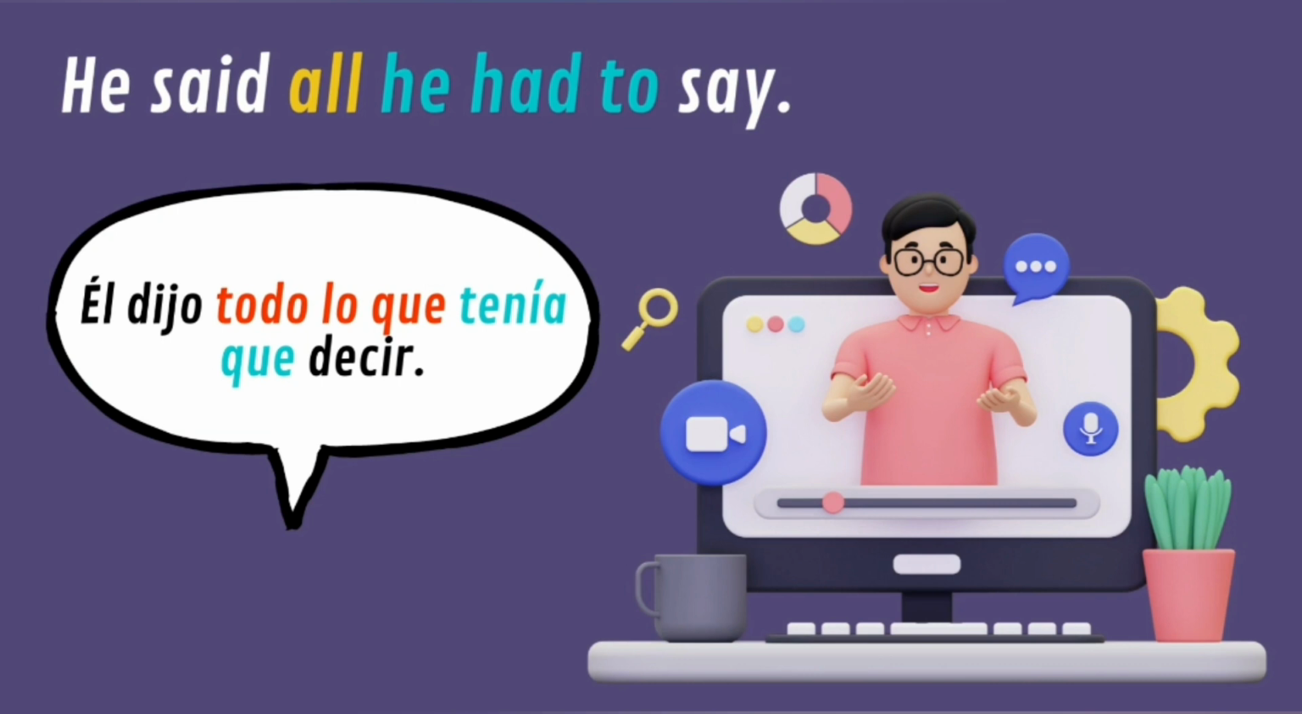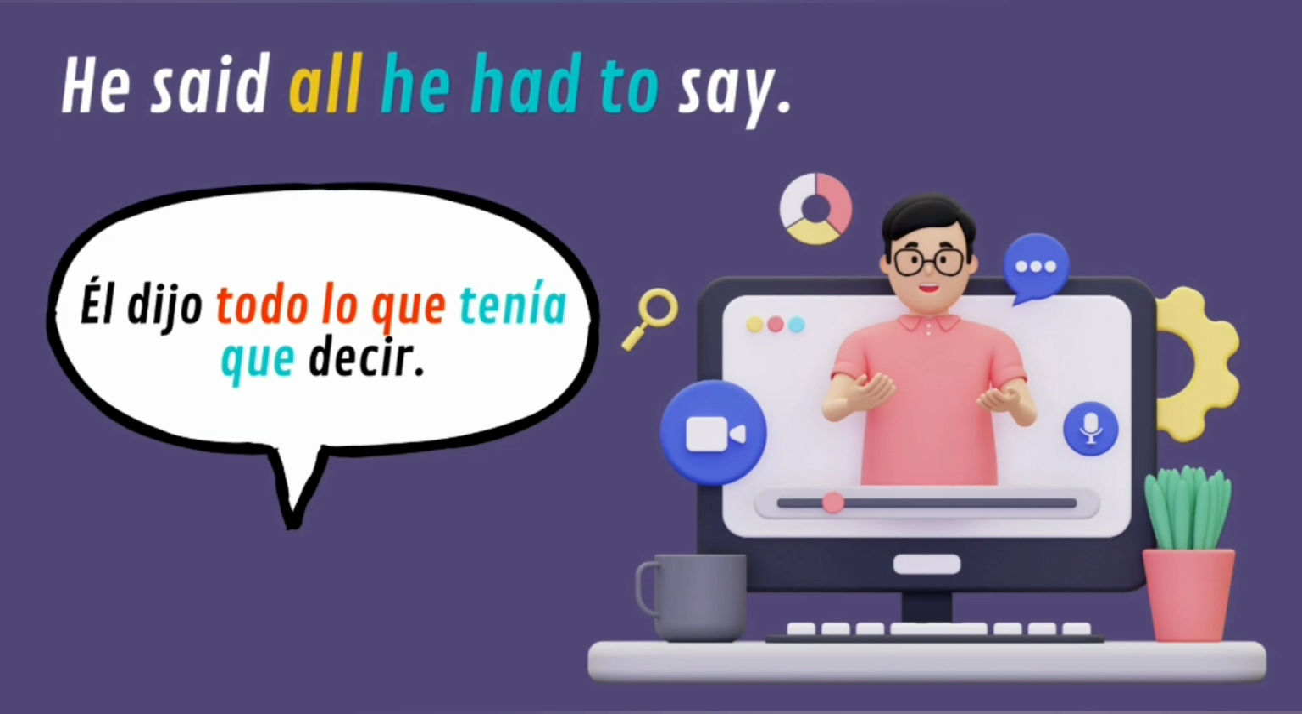Now I have this other example. He said all he had to say. To say this in Spanish, you have to say él dijo, he said, él dijo, and here we have the word all, todo lo que, because we're having an action next to that word all. Okay? Él dijo, he said, all, todo lo que he had to say, tenía que decir.